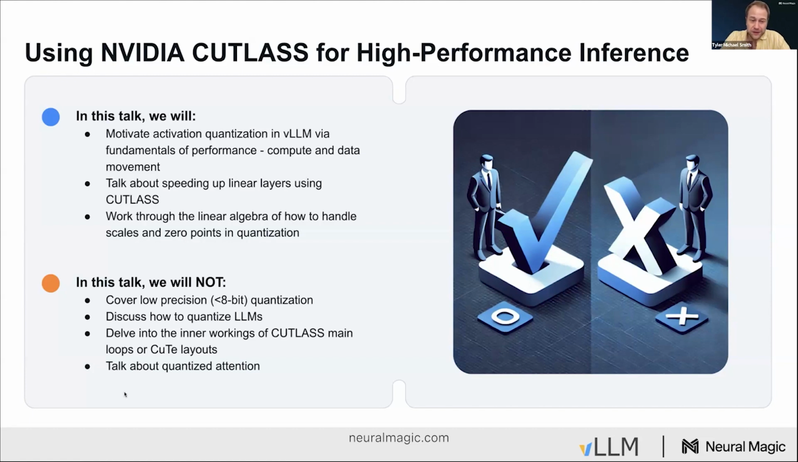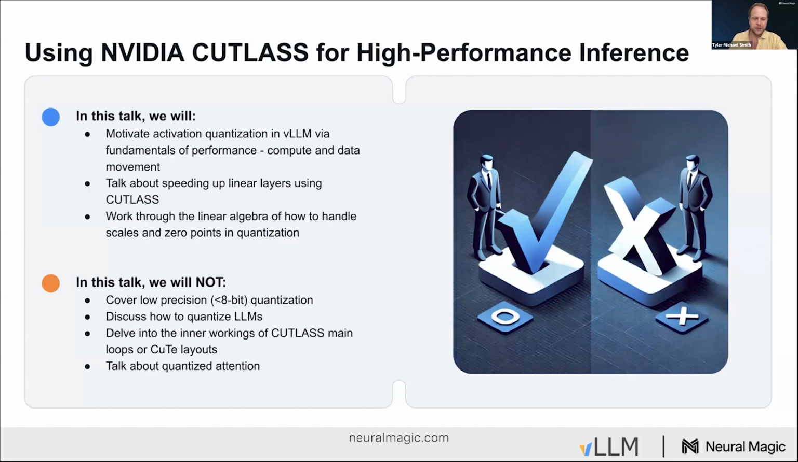We're going to walk through the linear algebra of how to handle scales and zero points that arise in quantization. Scales are easy. Zero points are a little less easy, but Cutlass makes them a little easier. We're not going to be talking about really ultra low precision quantization. We'll flash some performance numbers, but we're really talking about W8A8. So 8-bit weights, 8-bit activations. We're not talking about 4-bit weights or going even lower than that.